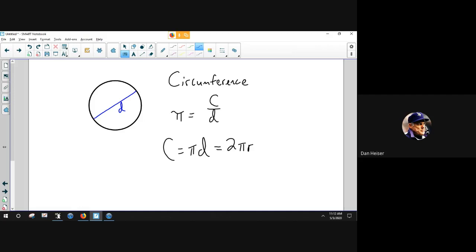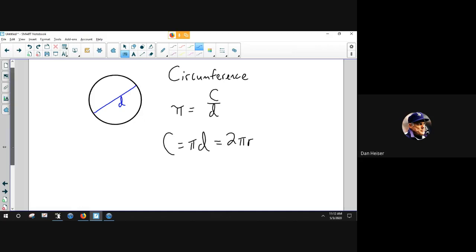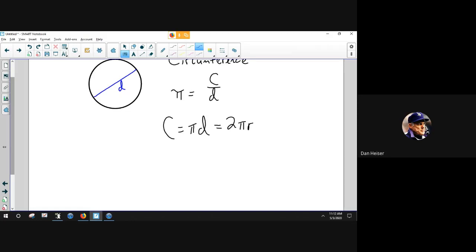Pi is one of those mathematical constants that is called transcendental. It's a transcendental number. What that means is it's not a nice decimal that ends. It can't be written as a fraction of whole numbers. It goes on forever, never ends, and it also never repeats. It just continues on and on.